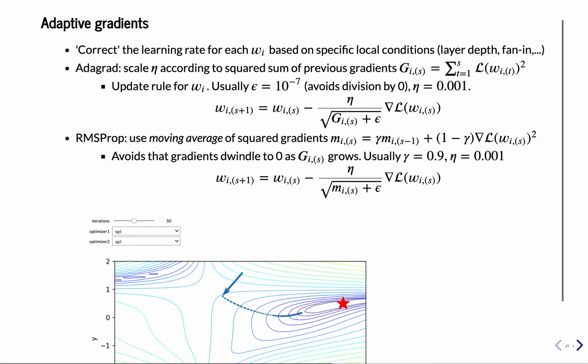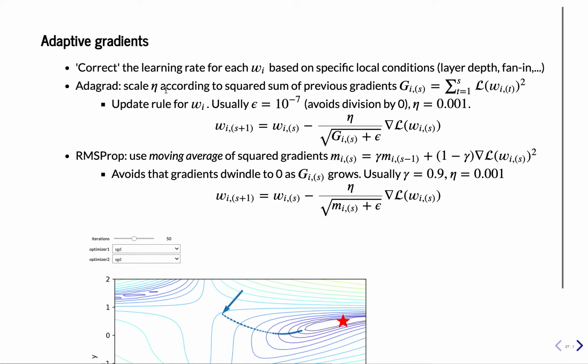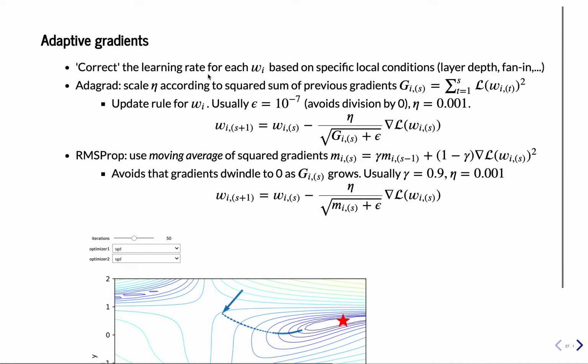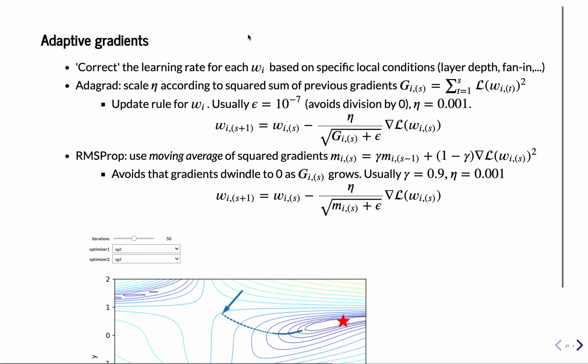Right. Now, we're still using the same learning rate for every weight. And, well, it's been observed quite early already that this is probably not a good idea. Why? Because different weights are in different locations in the neural network, right? So some weights are in the beginning of the network, others are much further away.